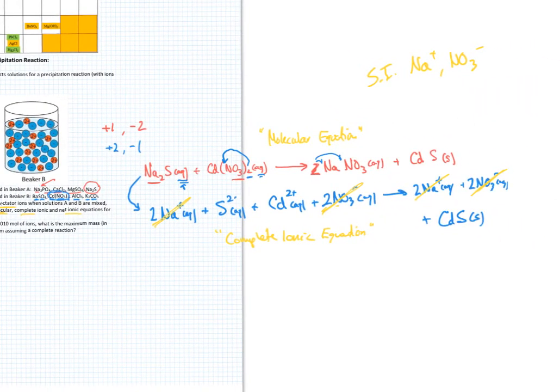And then to write our final equation, once we've crossed out the spectator ions, we just write what's left. You don't have to do it this way, but by convention, we put the cation first. So we're going to say cadmium 2+ aqueous plus sulfide 2- aqueous yields cadmium sulfide, and that's a solid. And this is referred to as the net ionic equation.